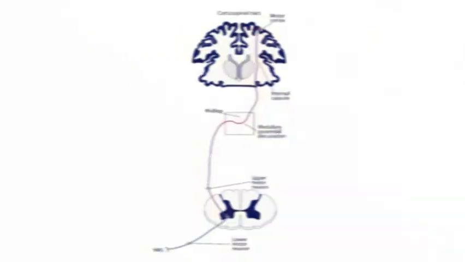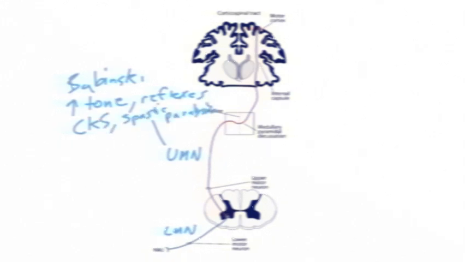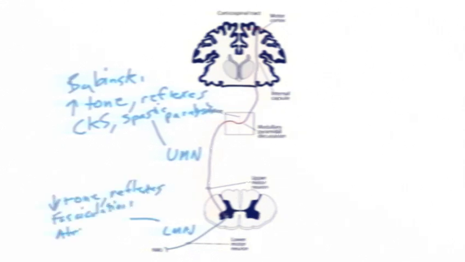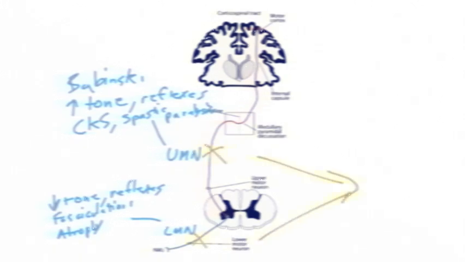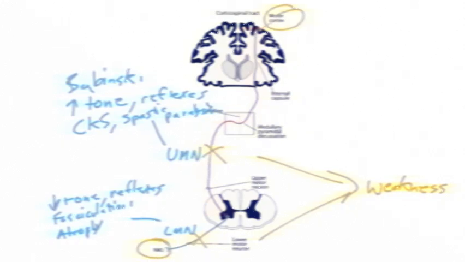So now let's look at figure 8.15 from your text. This first neuron is the upper motor neuron, and the second neuron is the lower motor neuron. If we damage this first neuron, we would get the Babinski reflex and increased tone and reflexes. The patient could also demonstrate clasp knife spasticity and spastic paralysis. Now, if we damage the lower motor neuron, we would get decreased tone and reflexes, fasciculations, and atrophy. In either situation, whether damaging the upper motor neuron or the lower motor neuron, the patient would demonstrate weakness because the signal from the brain to the neuromuscular junction is damaged. So the patient would just be weak at that level.